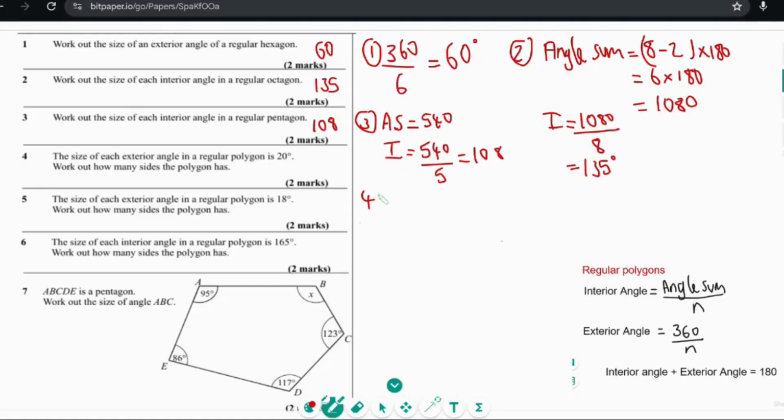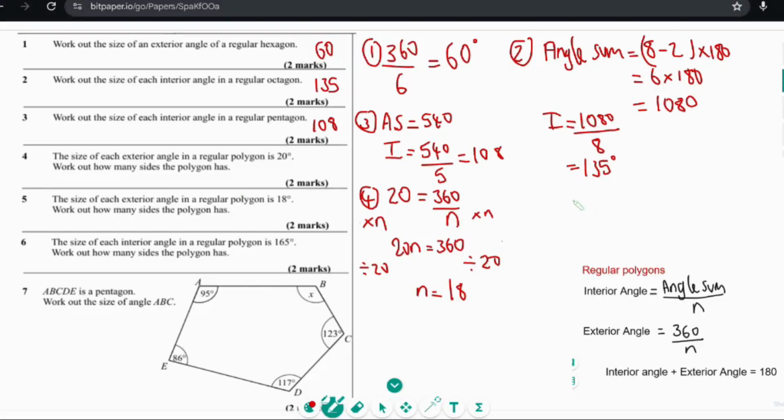The size of each exterior angle in a regular polygon is 20 degrees. How many sides does it have? Okay, we need this formula here. We're given the exterior angle. So we know 20 is equal to 360 over the number of sides. How do I rearrange this formula? I need to times both sides by n, which is 20n is equal to 360. And divide both sides by 20, which gives us n, the number of sides, 18.